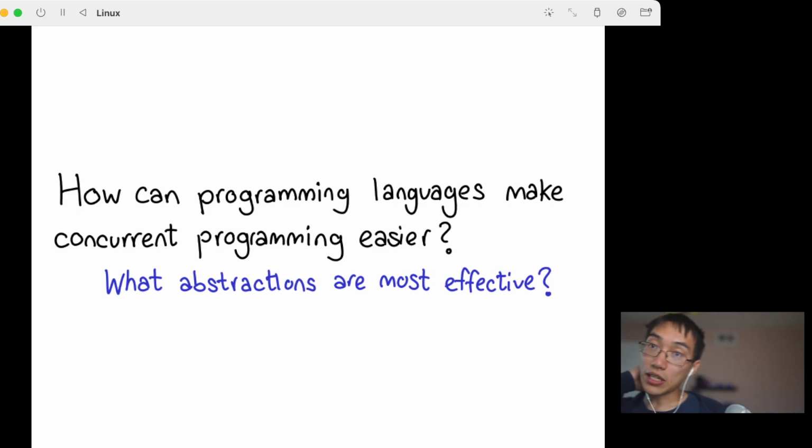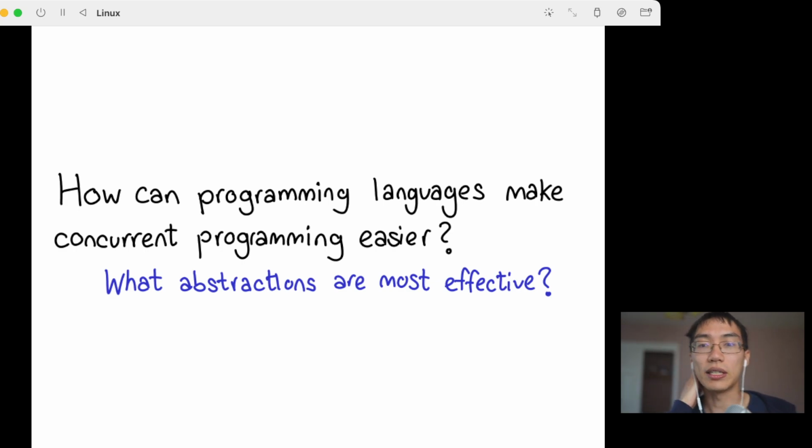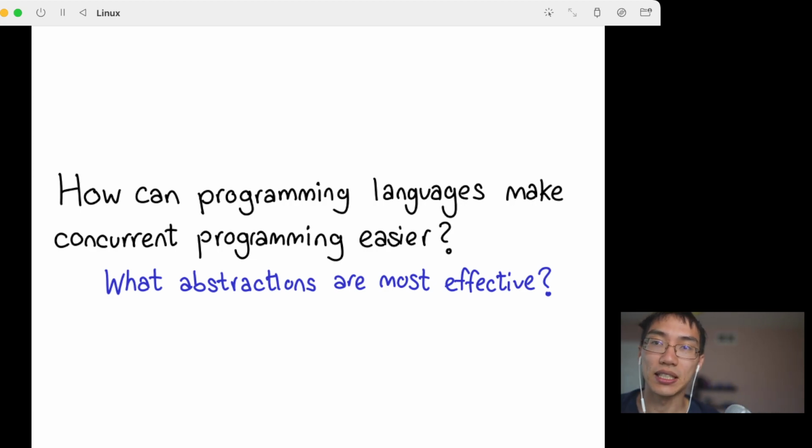So the central question in this class, and we're going to be exploring it this week, is how can programming languages make concurrent programming easier? And in particular, the sub-question we'll ask here is, what abstractions are the most effective at making concurrency easier?